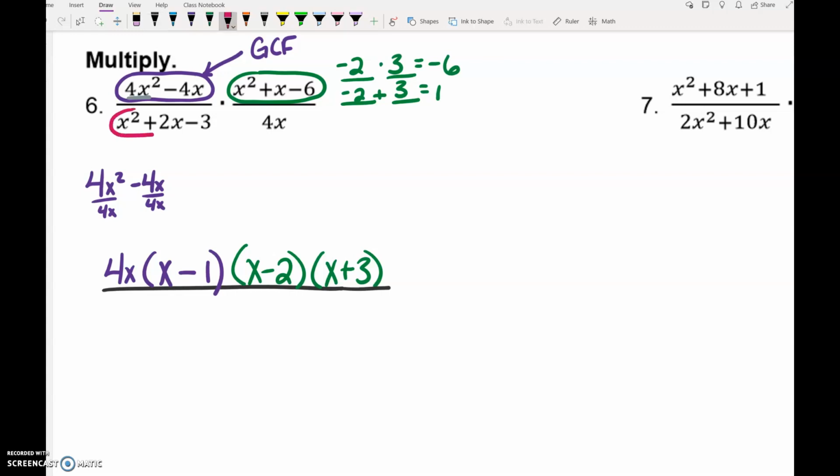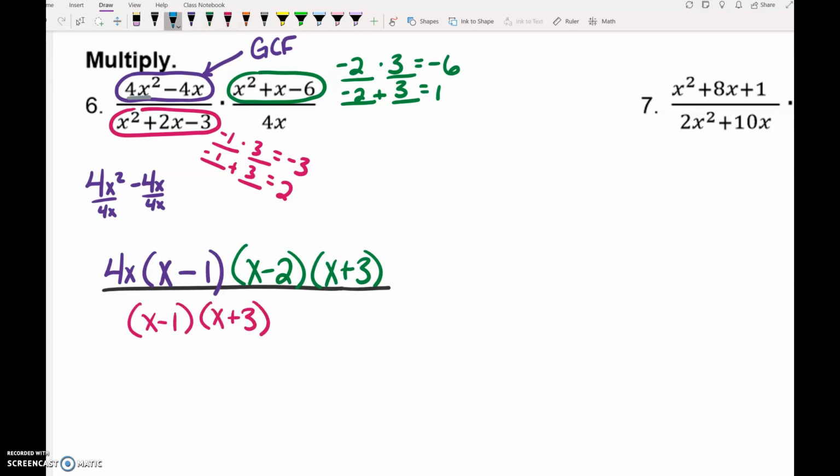All right, next up we've got this trinomial. We're looking for two numbers that multiply to give us negative 3 and add up to 2. Well, it's got to be 1 and 3 with a negative 1. And then the last denominator just is kind of chilling there. We got 4x chilling.